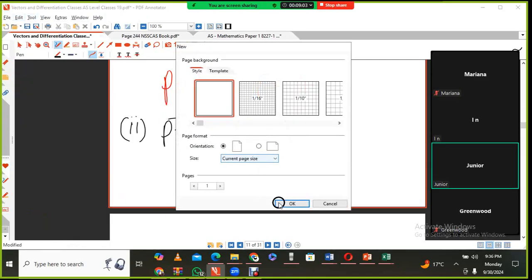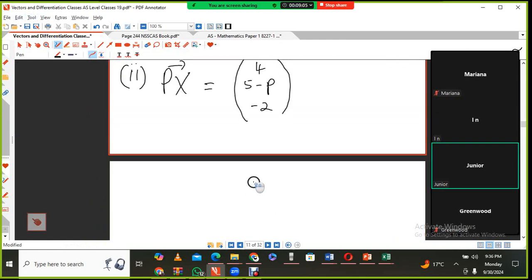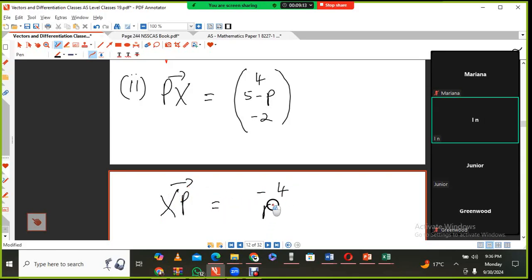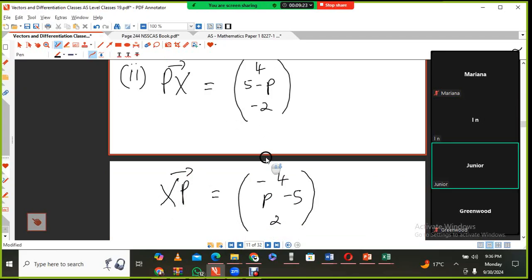So if I have to say XP, it's minus 4, then P minus 5, plus 2. You agree? It's like you are multiplying this by negative 1. You get it? Because you are going in the opposite direction.